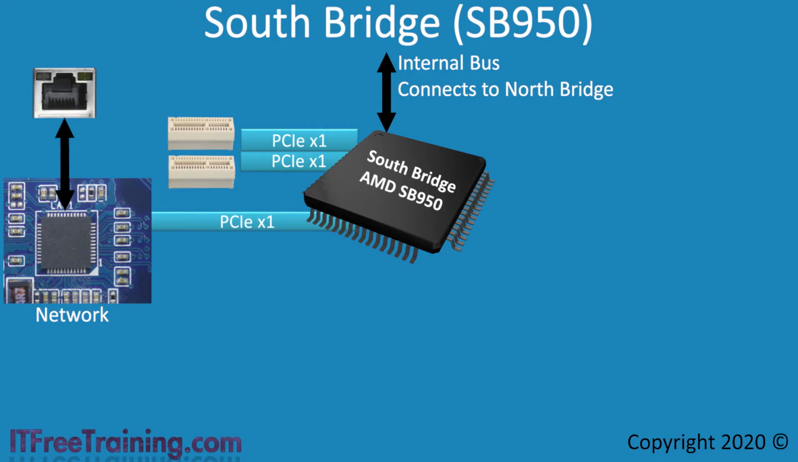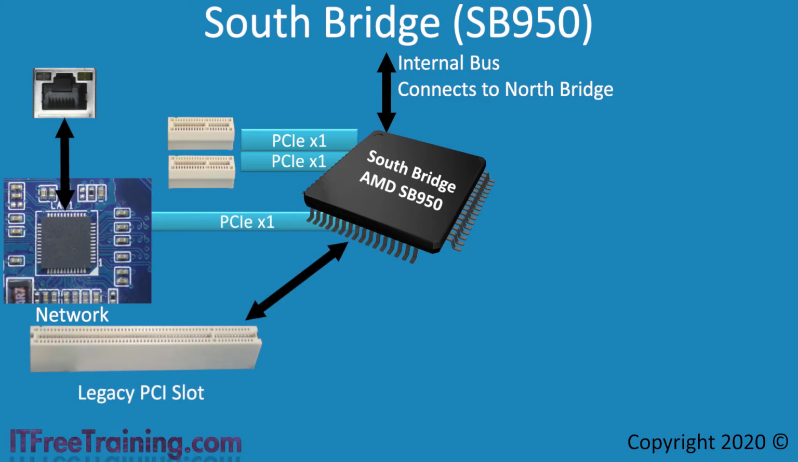It is up to the manufacturer of the motherboard to decide which components they add to the motherboard. For example, in the case of server motherboards, you may find that there are 2 network adapters on the motherboard. The south bridge will also connect to legacy slots, and on this motherboard there is 1 legacy PCI slot. Since these slots run very slowly compared to modern PCI Express slots, a large number of these legacy slots can be connected to the south bridge as required.